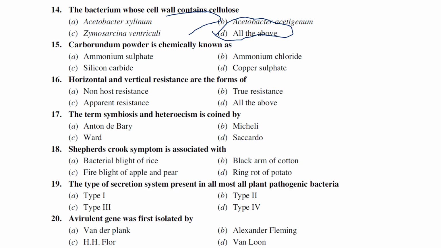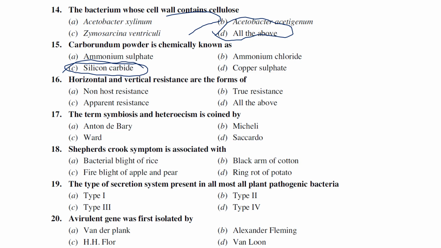Carborundum powder is chemically known as ammonium sulfate, ammonium chloride, silicon carbide, or copper sulfate. Carborundum powder is known as silicon carbide. Silicon carbide is known as carborundum powder chemically. So where it is used in the local lesion assay.